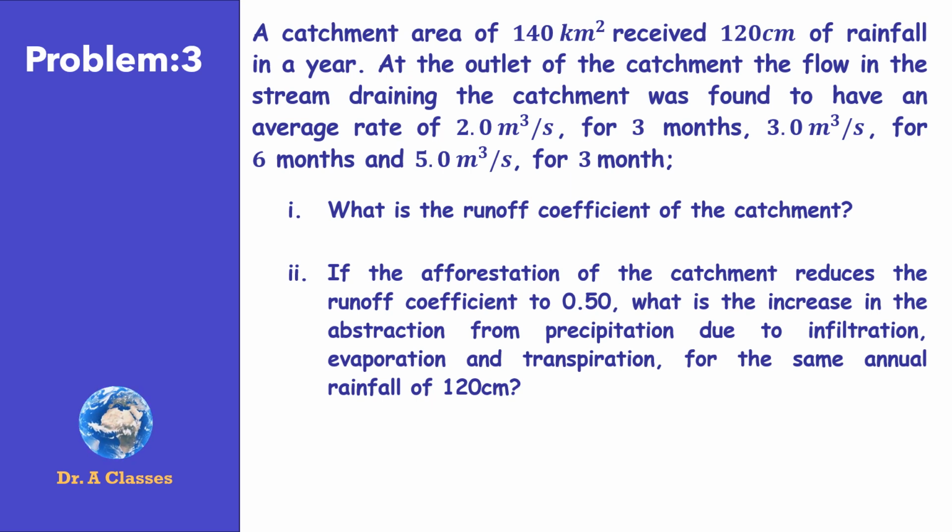Second, if the afforestation of the catchment reduces the runoff coefficient to 0.50, what is the increase in the abstraction from the precipitation due to infiltration, evaporation and transpiration for the same annual rainfall of 120 centimeters?